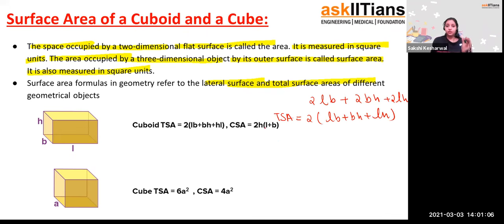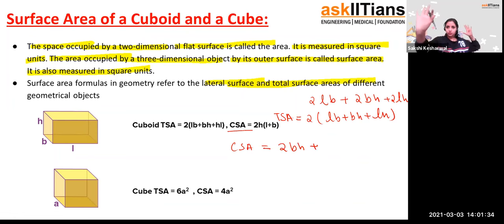Now, what is the lateral or curved surface area? Right now, the cuboid does not have a curved surface area. So we say this has a lateral surface. Lateral means boundaries. Yeah, we don't talk about the terrace and the bottom, right? So these are the boundaries. If I say the side ones, the two sides are what? BH, right? So CSA will be how much, beta? CSA is equal to 2BH, right?